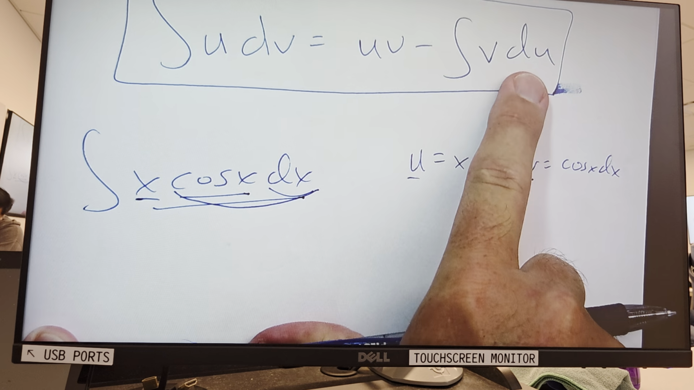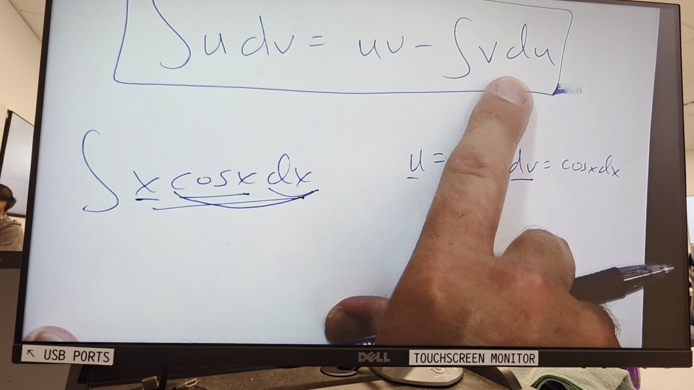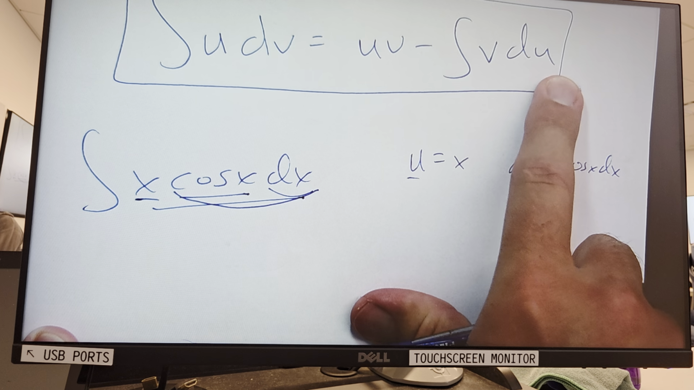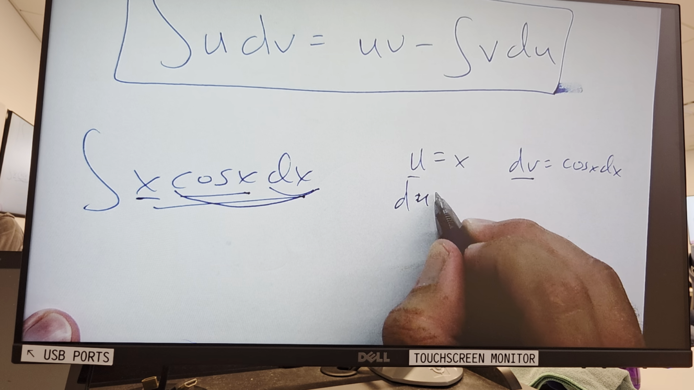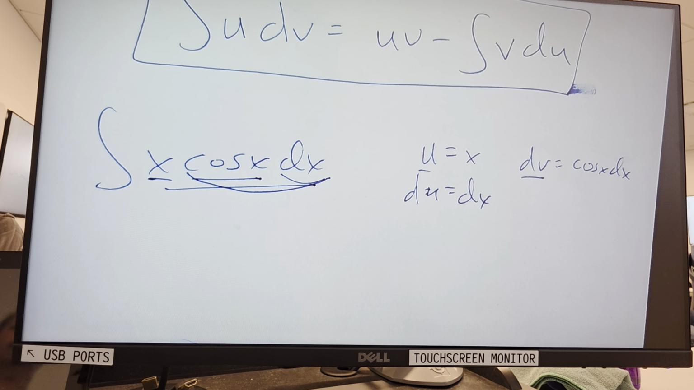Now, what does this need to know? It needs to know u. Yay! It doesn't need to know dv. It needs to know v. No, it needs to know du. Okay, so can I get du? What's du? 1. No. 1 dx. Yes, you have to get really, really used to that.